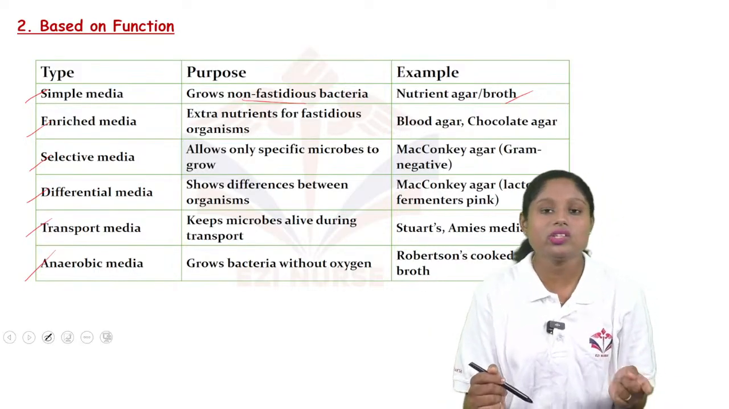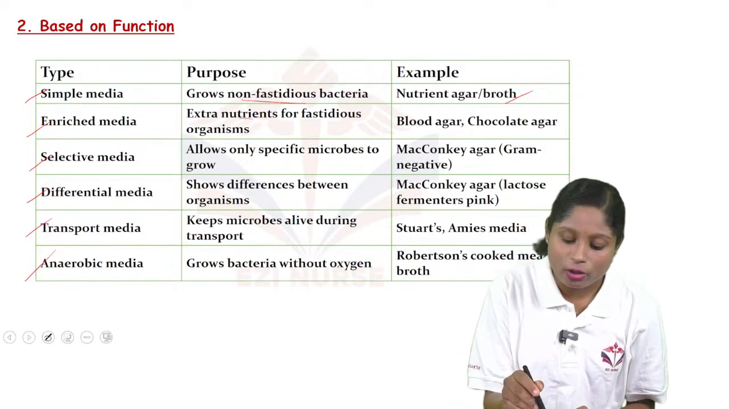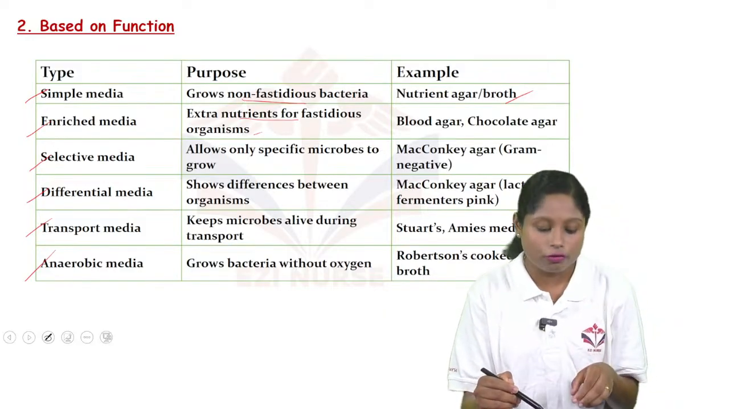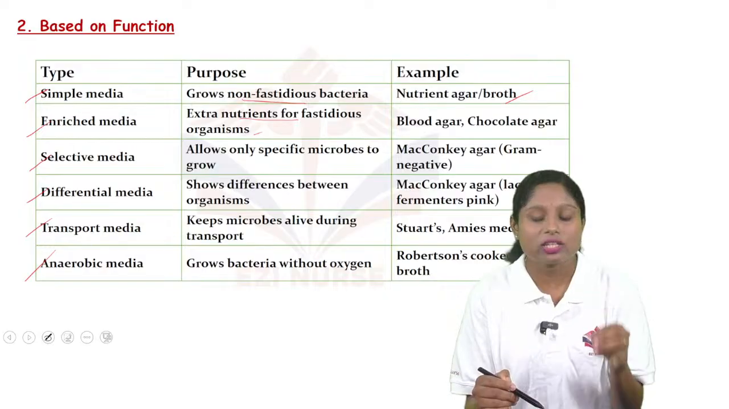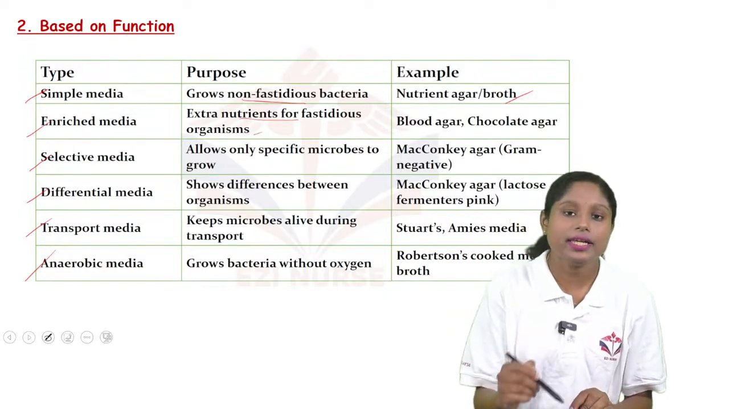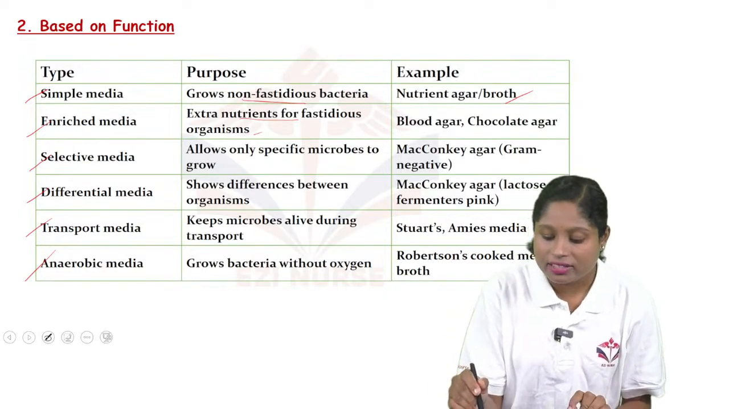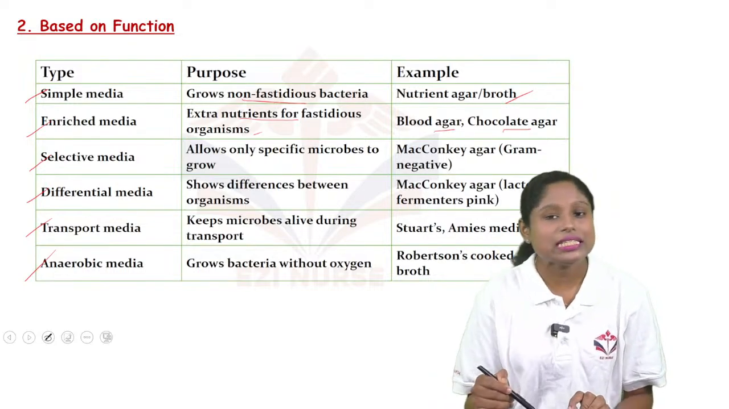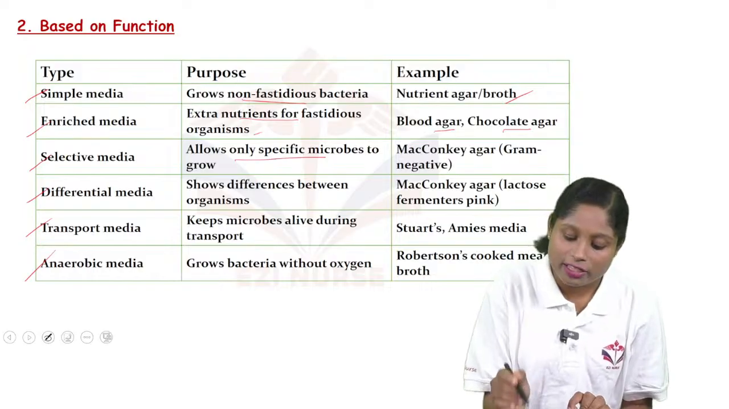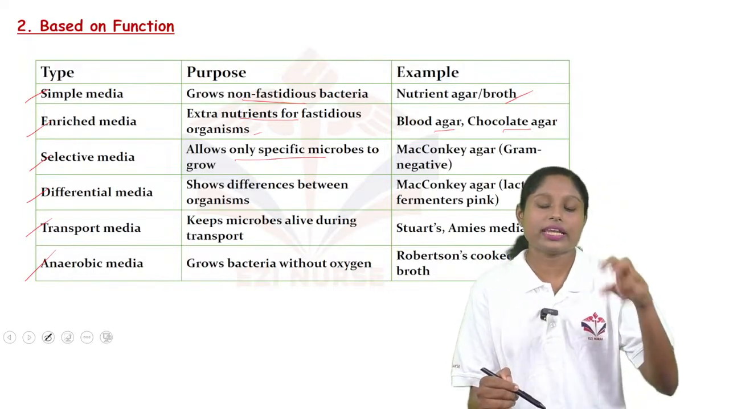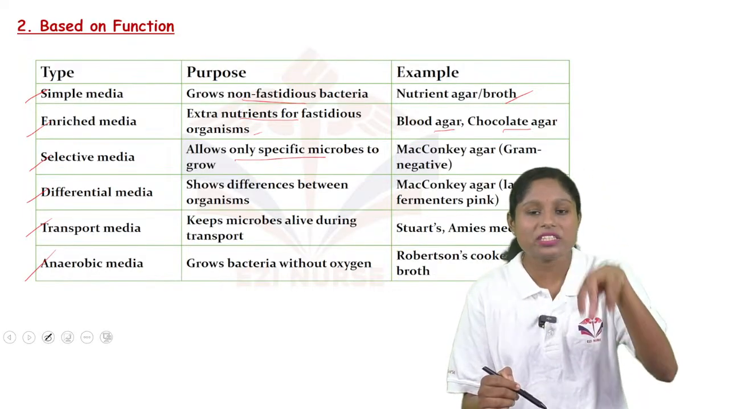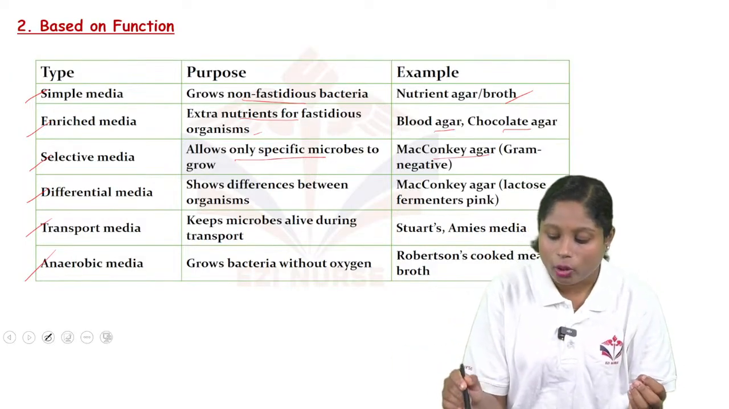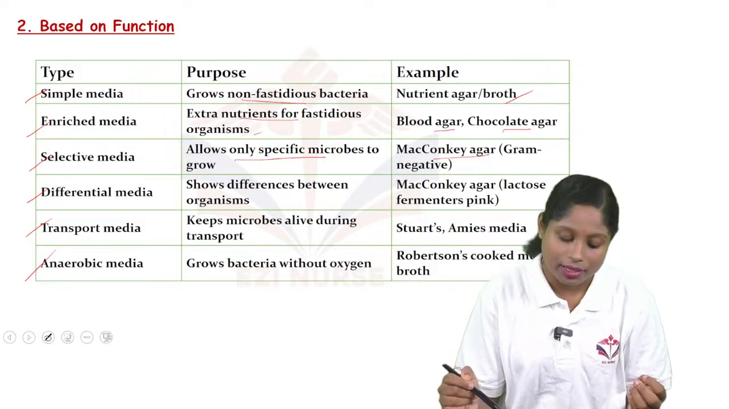The next category is enriched media, with extra nutrients for fastidious organisms. So the purpose of using enriched media is to provide extra nutrients for fastidious organisms. Examples are blood agar or chocolate agar. Next is selective media, which allows only specific microbes to grow. Selective means only specific microorganisms will grow in this culture media. Example, MacConkey's agar, which is for gram negative.